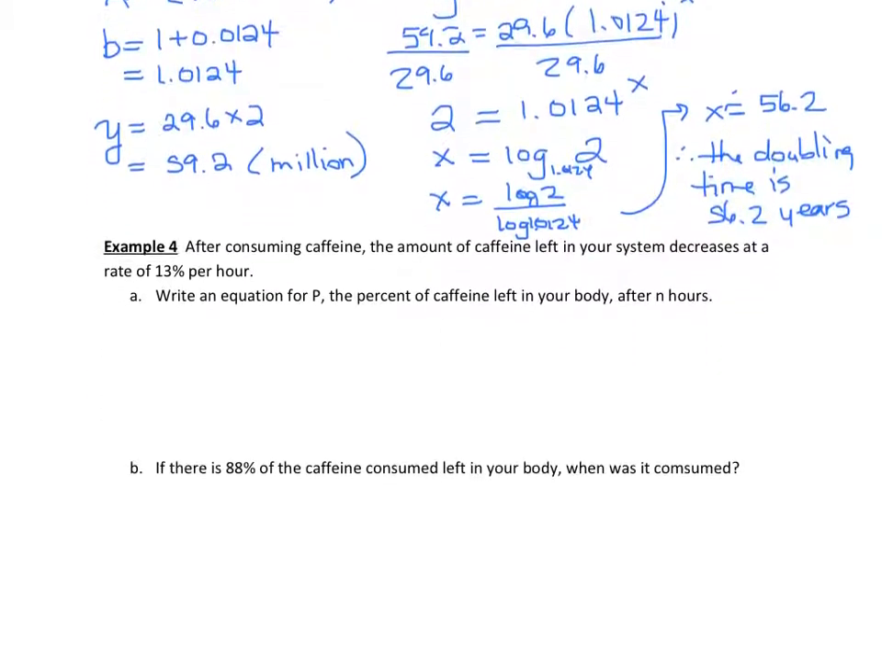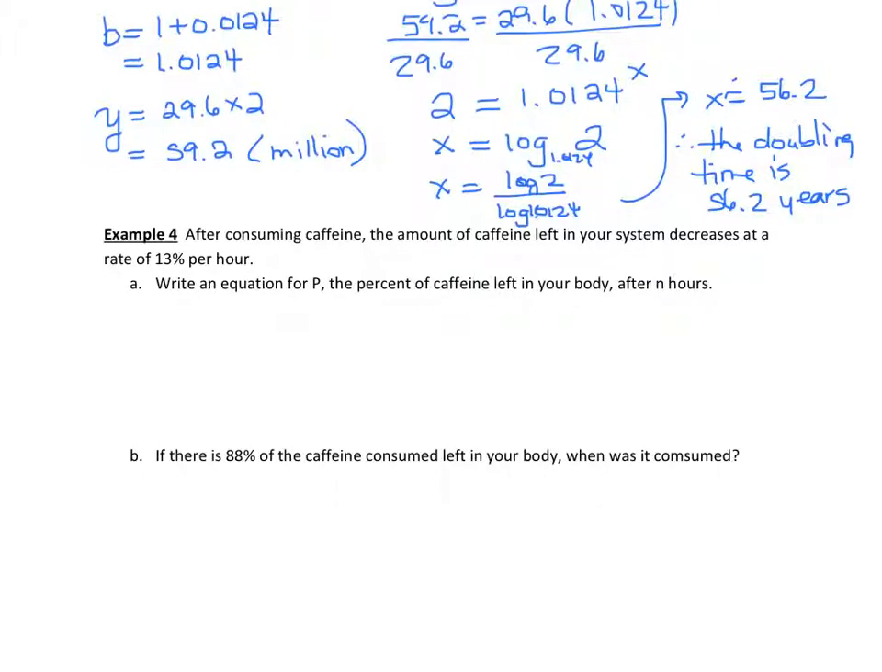And we have one example left. It says after consuming caffeine, the amount of caffeine left in your system decreases at a rate of 13% per hour. Write an equation for P, the percent of caffeine left in your body after n hours. So because the percent of caffeine is decreasing, we know this is an example of exponential decay. So that means we're not going to have a growth factor, we're going to have a decay factor. And that decay factor, our b value, will be 1 minus our decay rate of 0.13. So our decay factor will be 0.87.